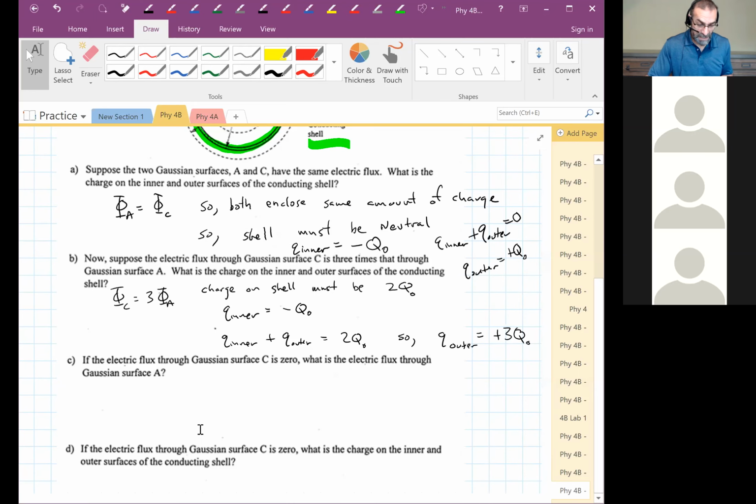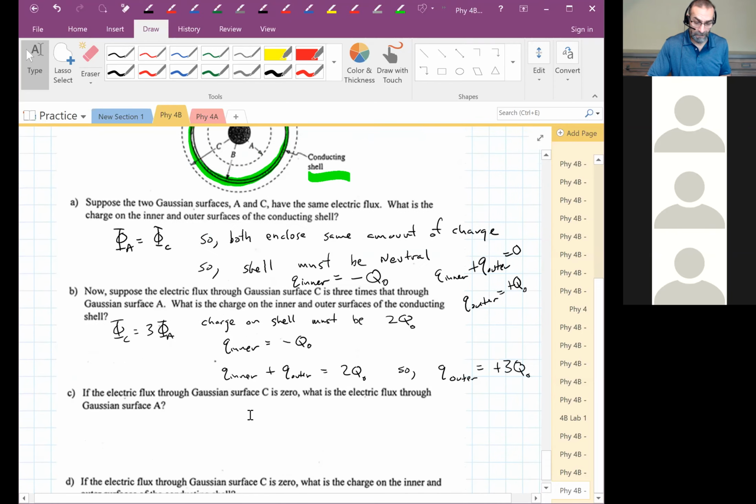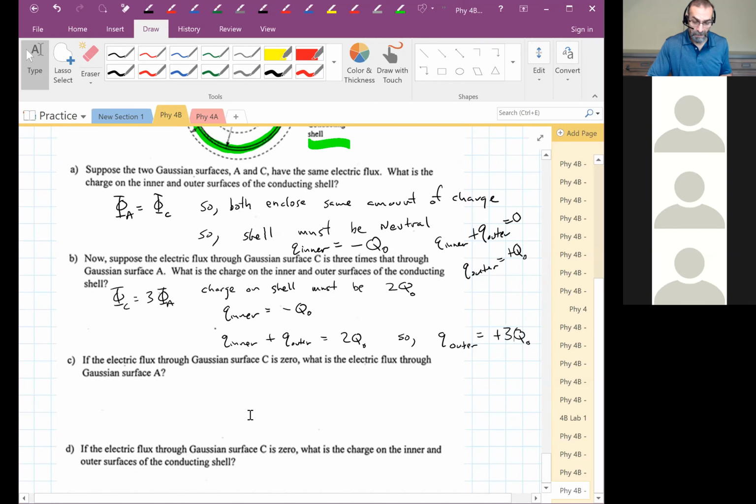I think I'll leave C and D for you to do later. Those are the same type of thing. Okay. See if you can do C and D later based on the answers to A and B.